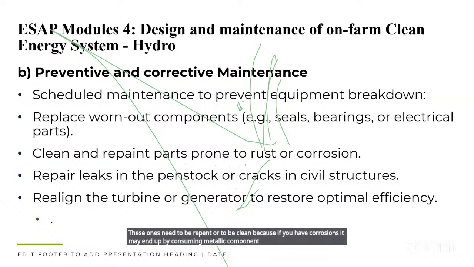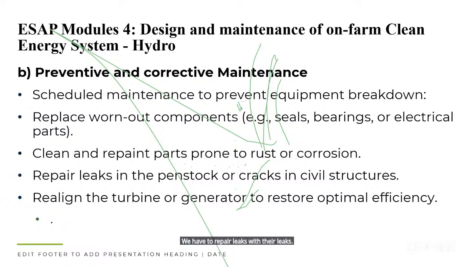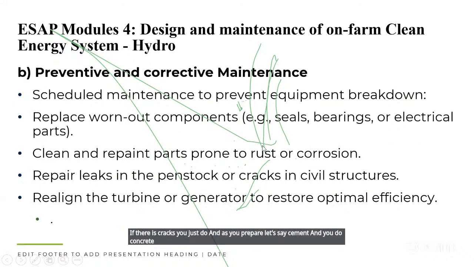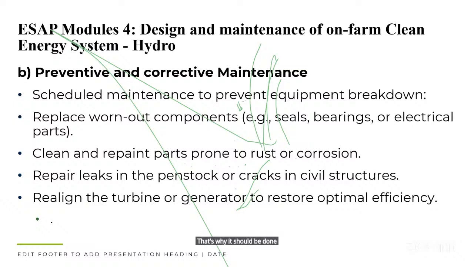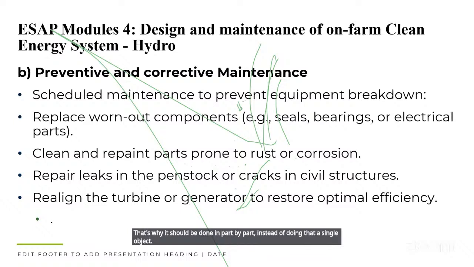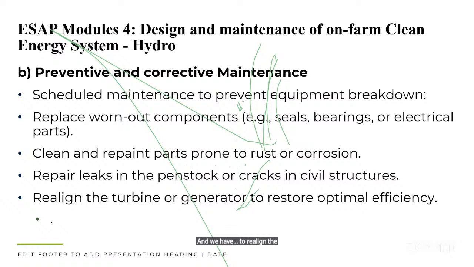We have to repair leaks if there are leaks in the penstock or cracks in the civil structure. If there are cracks, you prepare, let's say, cement, and you make concrete, and you repair the cracks. Or if a part is faulty, you just replace that part of the penstock. That's why it should be built part by part, instead of as a single object. And we have to realign the turbine or generator to restore optimal efficiency.